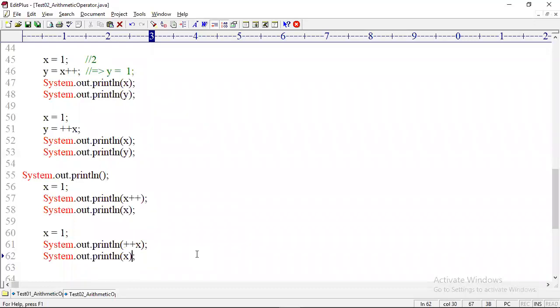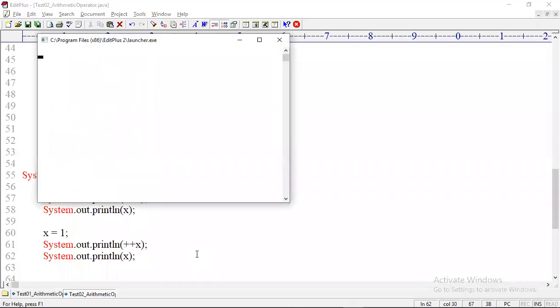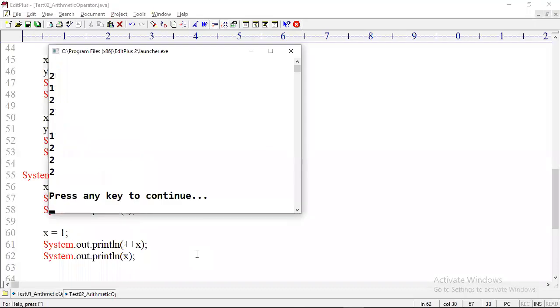Now what is the output? Plus plus x and x. First increase, then substitute and use the substituted value. Answer is 2, 2.